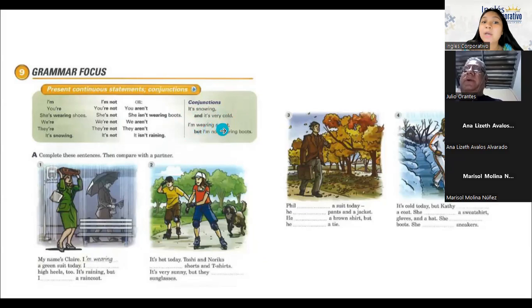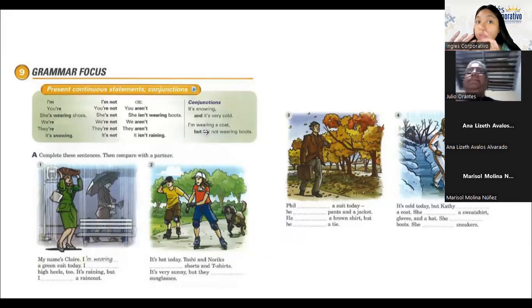I'm wearing a coat, but I'm not wearing boots. ¿Qué dice? Yo estoy usando un abrigo, pero no estoy usando botas. Botas. So you see, you contrast. Contrasta la idea, porque but significa pero. Si queremos decir, por ejemplo, nosotros estamos prestando atención, pero no estamos escribiendo.